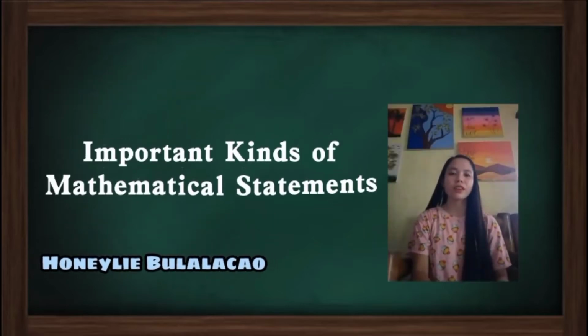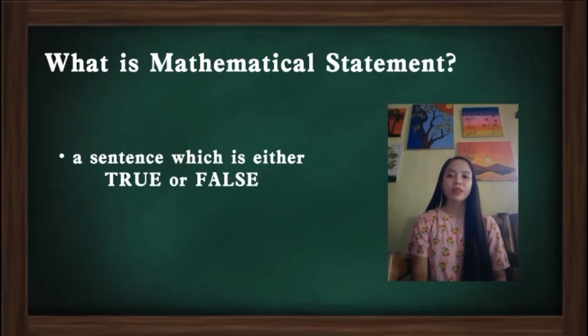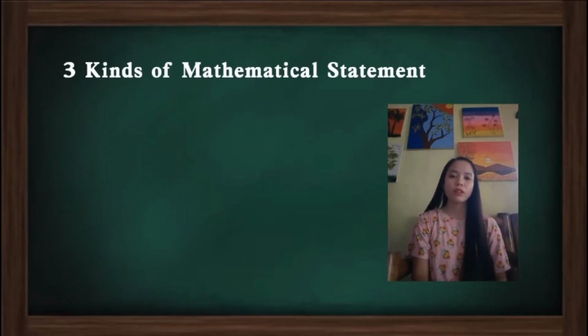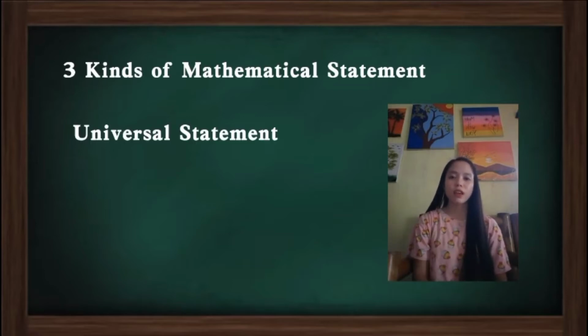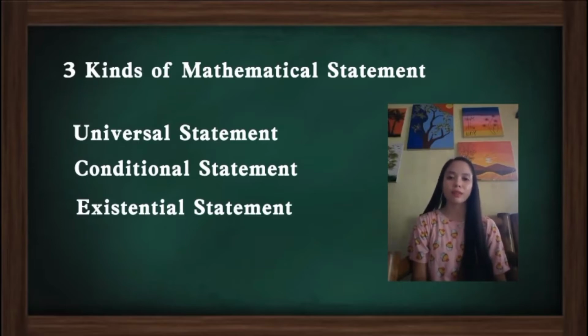We have here another topic about some important kinds of mathematical statements. So what is a mathematical statement? When we say mathematical statement, it is a sentence which is either true or false. So there are 3 kinds of mathematical statement. The first one is the universal statement, the second is the conditional statement, and lastly the existential statement.